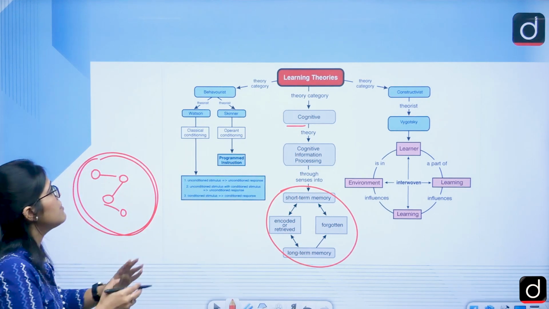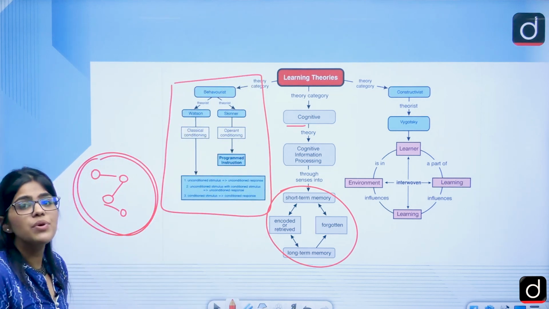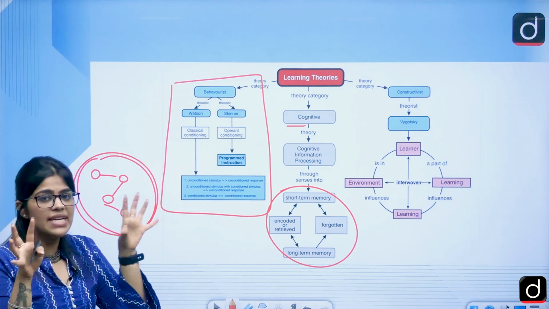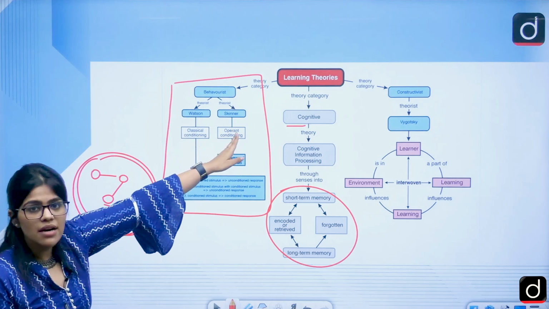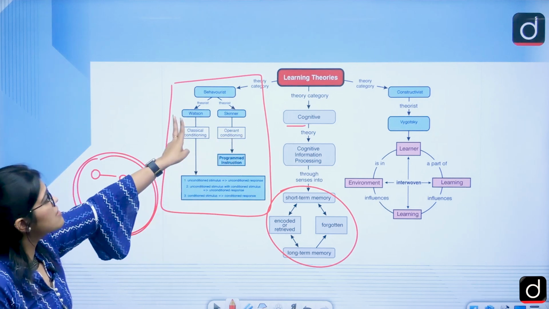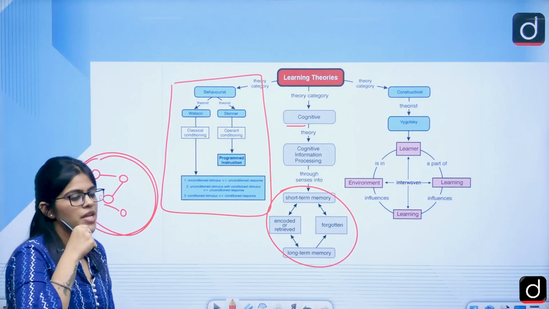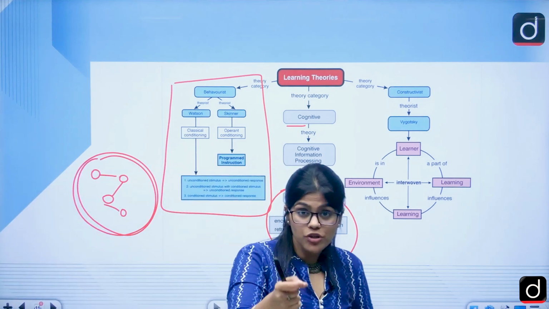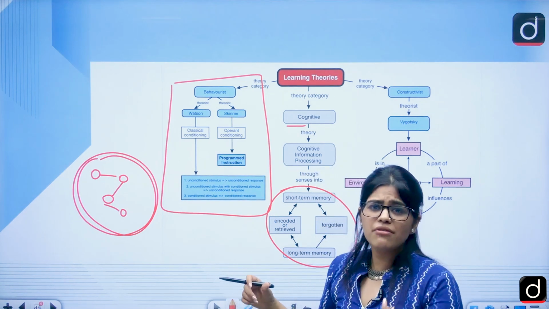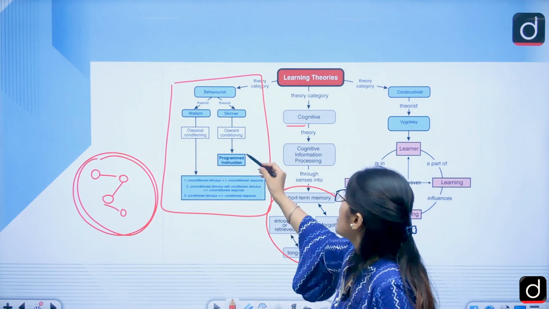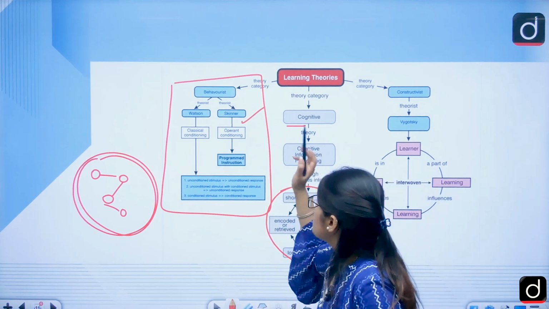Then we have a very important part. We have behaviorism. This theory will be dealing with two very important theorists. We'll be dealing with Watson and Skinner, and with classical conditioning and operant conditioning. So what is classical conditioning? We'll deal with the example of the dog as well. Then we'll be dealing with the concepts of reinforcement and reward or punishment talked about by B.F. Skinner. So these things become very important.